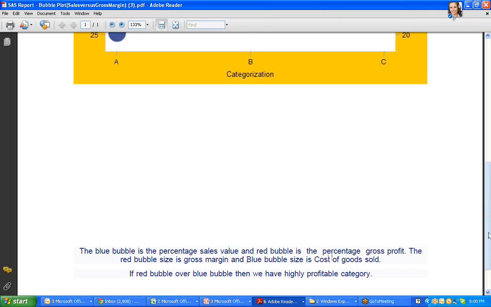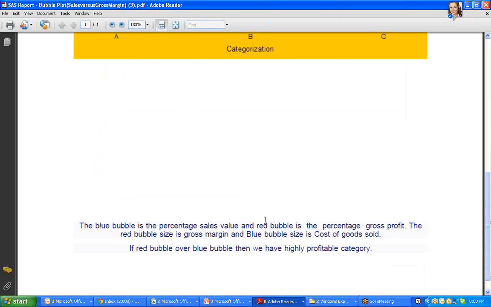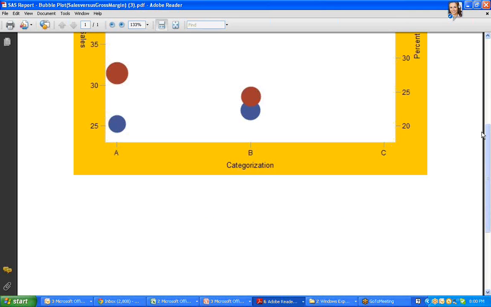the size is the cost of goods sold. That means, say for example, this blue bubble is a percentage sales, and the width is the cost of goods sold. The red is actually going to be the percentage gross profit, and the width is the gross margin. That means that this is your gross profit, and the width is the gross margin.